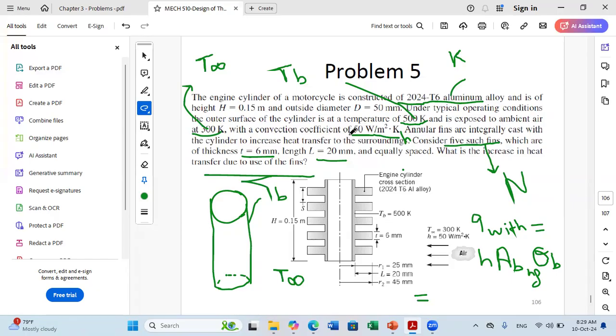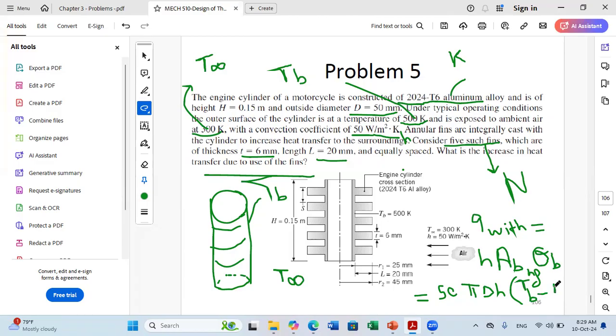So here, all I have to do is to consider the following. I have the value of h, 50. Since it's a cylinder, I consider the lateral area, so I should do pi d times the height. You have the outside diameter given. So pi d times h times theta base, which is TB minus T infinity. This is how I calculate Q without fins.